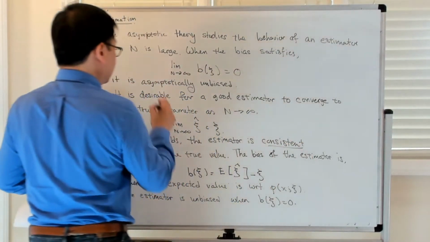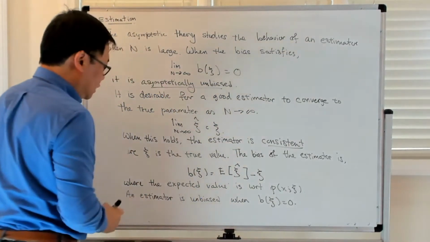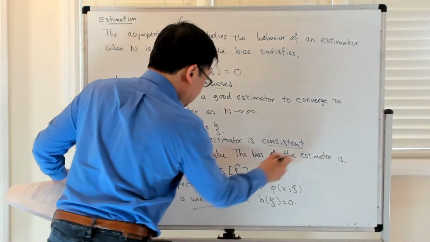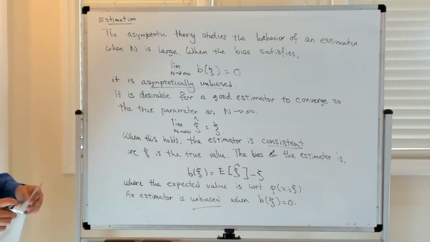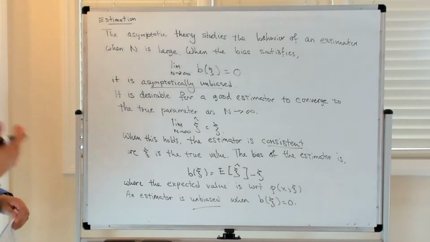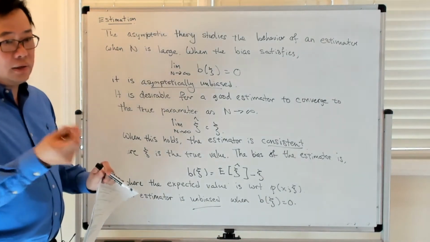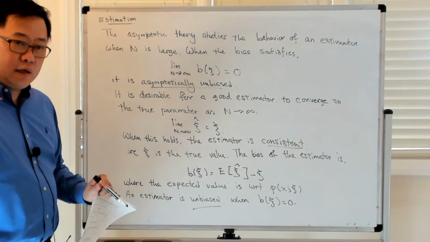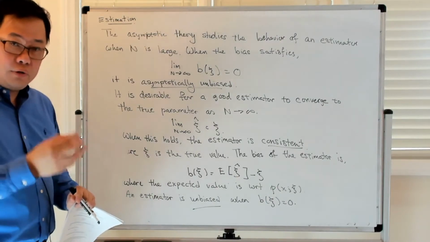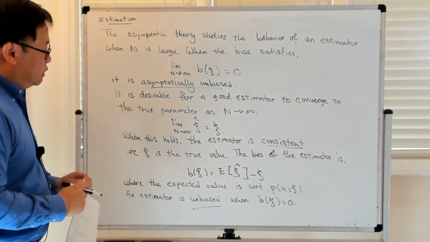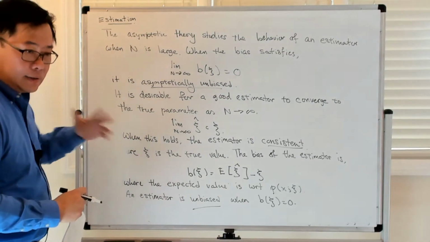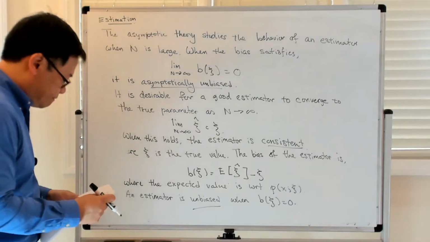So that's the idea of consistency, asymptotically unbiased and unbiased. If you think about this in the context of numerical methods for ODEs, the notion of consistency there is that as you let the time step become smaller and smaller, the answer converges pointwise to the true solution. So this is analogous to that notion of consistency.